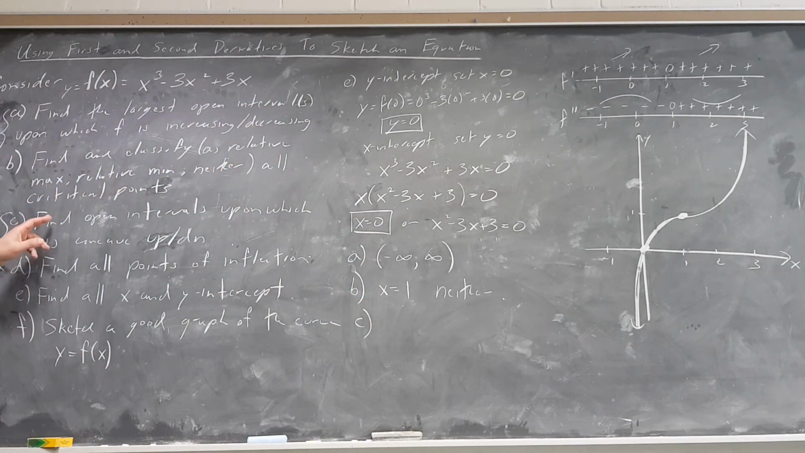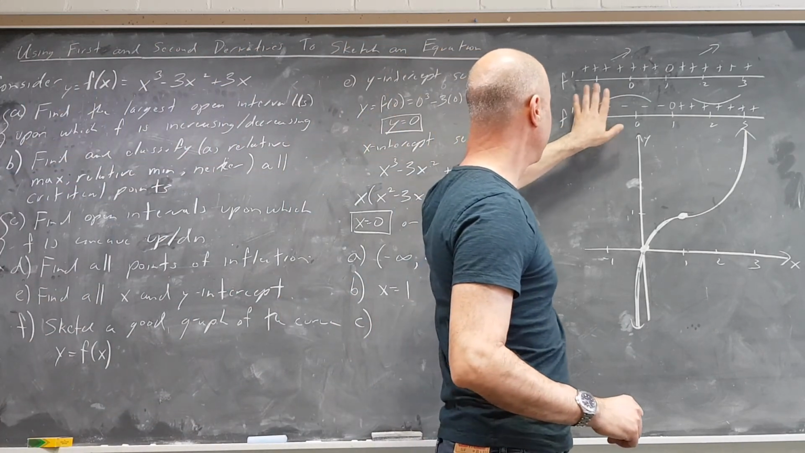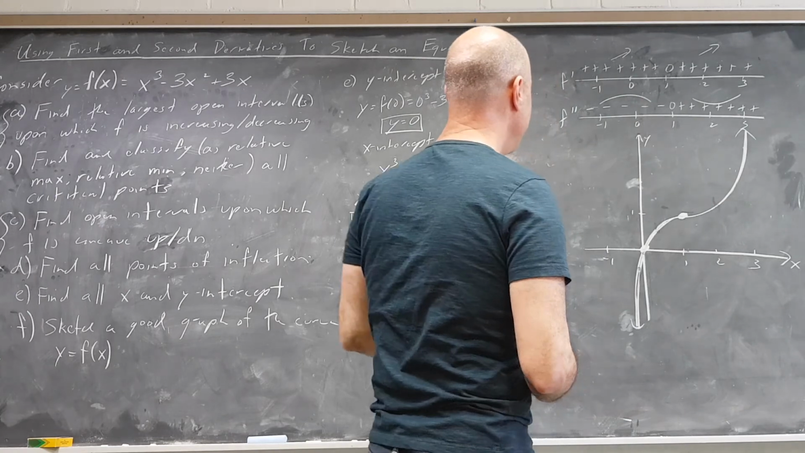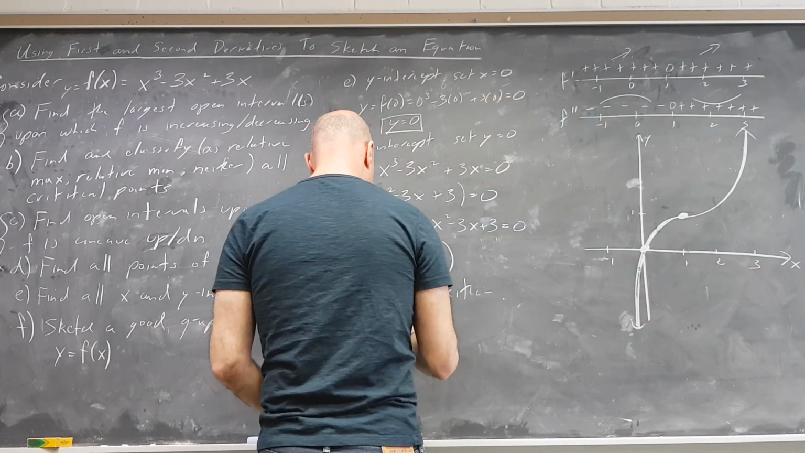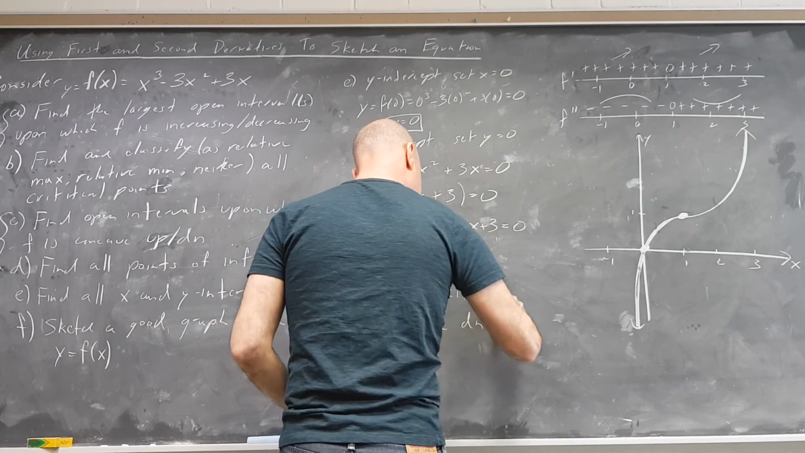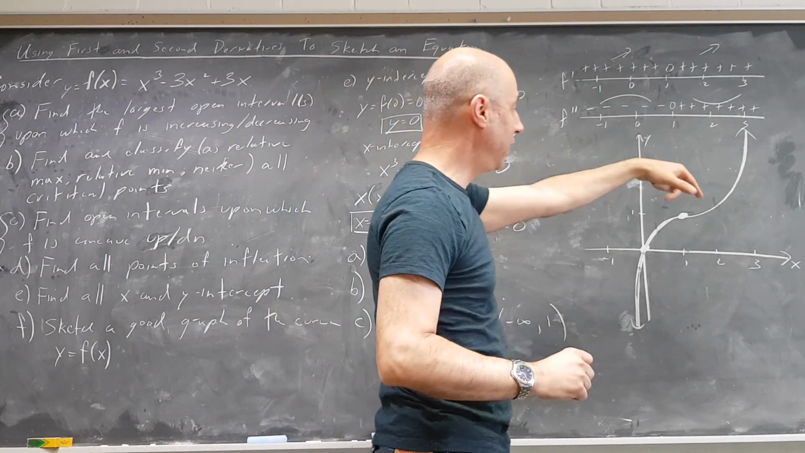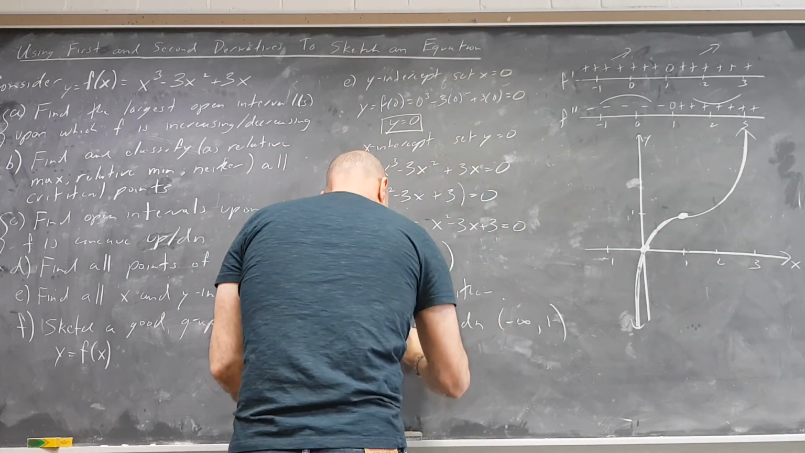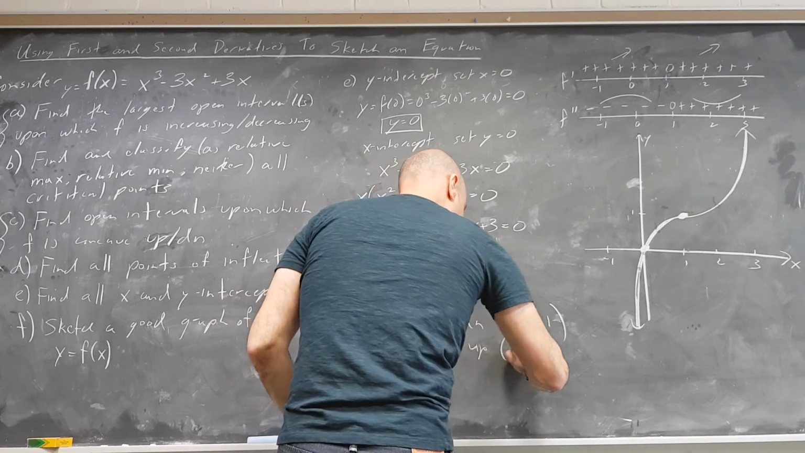We want to know where this thing is concave up and concave down. We can read all that information right off the second derivative. So on the second derivative, we can see it's concave down from negative infinity all the way up to 1. And we can see after that it is concave up, from 1 to infinity.